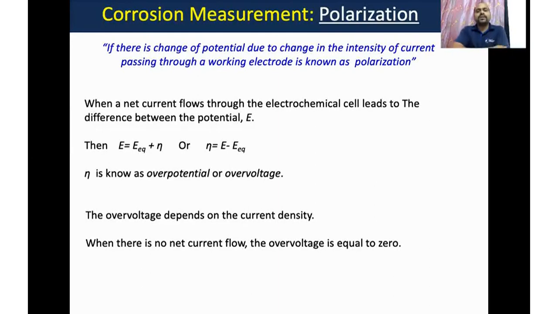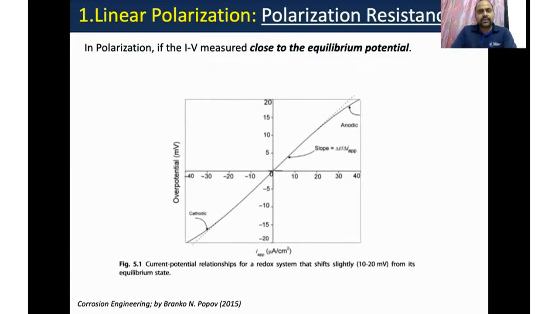So within polarization, how can we do the analysis? First of all, we are going to measure the polarization resistance. So what is the polarization resistance? Since we are already applying a current, we are going to observe the change in the potential. If we apply a very small current, we can measure a very small change in the potential, and if we can record this change, we plot a plot like this.